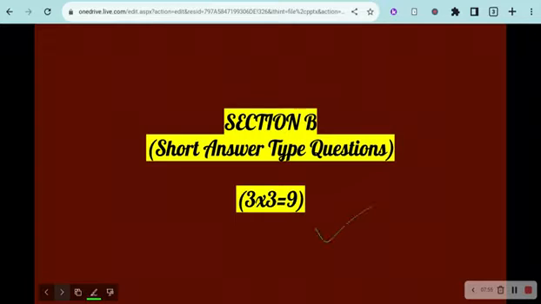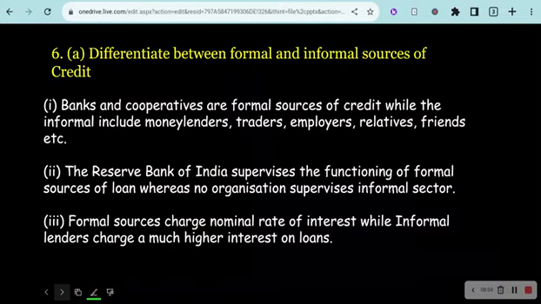Now let's move towards section B. Three questions of 3 marks each. So total 9 marks. I mean section B. Now first one 6A. That means that it's the or question. You can do this or that. So we'll do both of them.